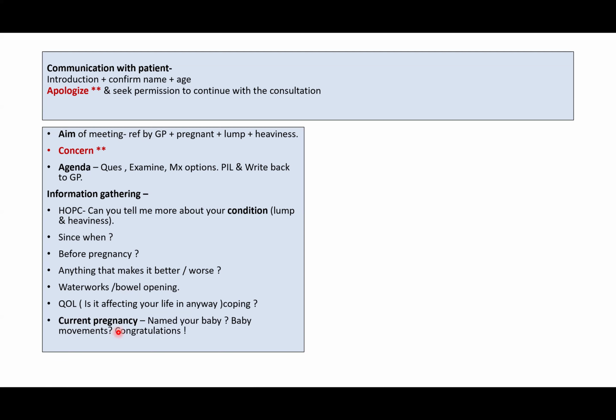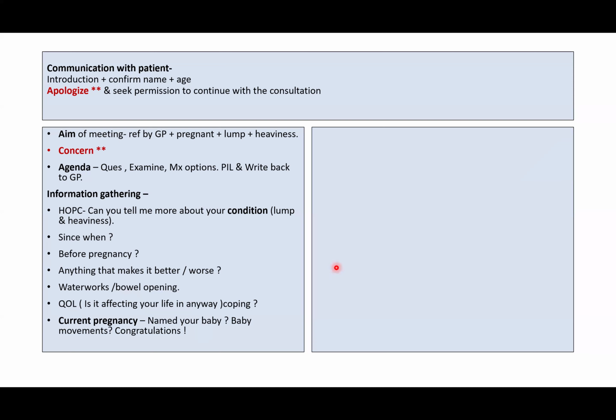Inquire about the current pregnancy. Again, the open questions. Can you tell me more about your pregnancy? Have you named your baby? And can you feel John's movements? Many congratulations. Congratulate her, because there isn't anything which is very serious at the moment. Then, a little bit of gynae history.